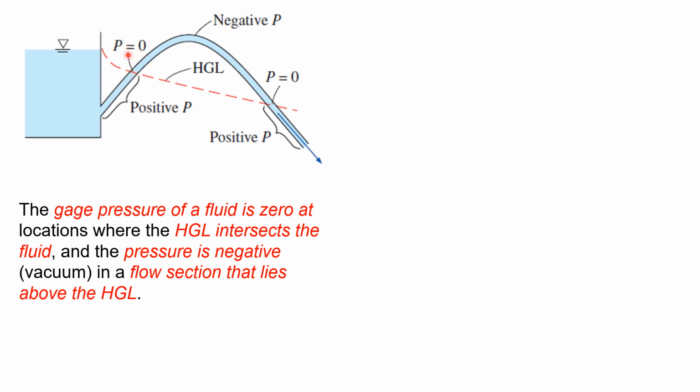Because here y is zero because it coincides with the atmospheric pressure. But here the pressure will not be atmospheric pressure, it will be because of the depth. So here the pressure will be positive. Down here also it will be positive, and above the HGL line it will be negative pressure.